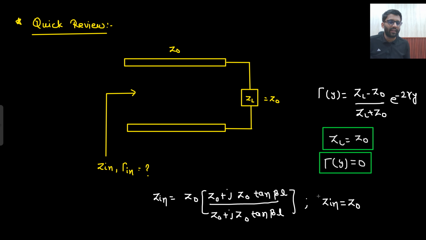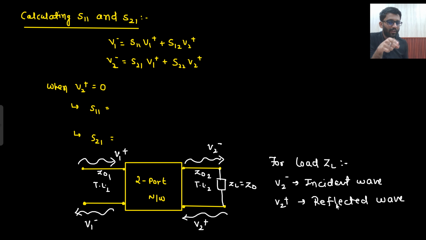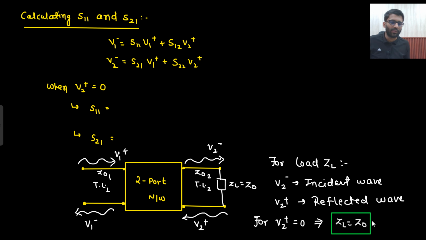So your transmission line can be completely replaced with a simple Z0 resistance. Along with that, there will be no reflections. So if you want V2 plus to be 0, what do we need to do? ZL should be equal to Z0. And this condition is known as a matched load.